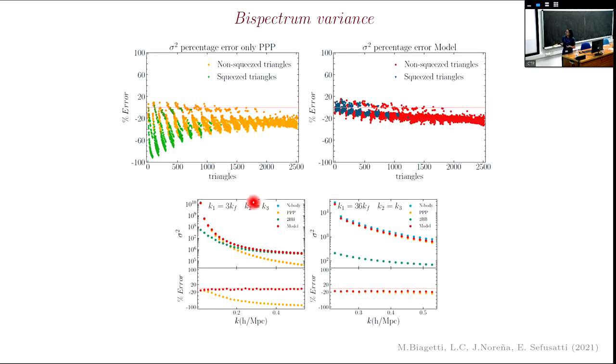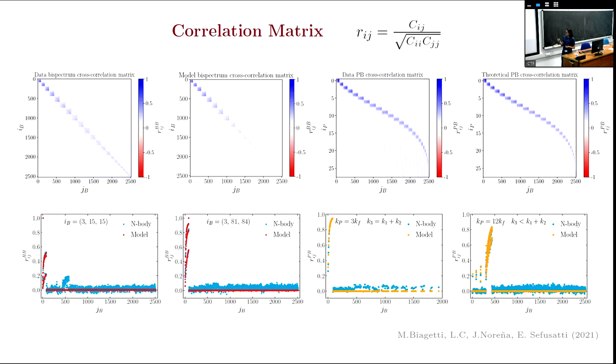We can also see here that for a squeeze configuration, if we only consider the Gaussian term, there is an order-one error, while for a normal triangle, it is enough to use the Gaussian contribution. We also want to know what happens for the off-diagonal terms, so we compute the correlation matrix. We can see that there is agreement between simulations and the model, and also agreement when the long mode is shared.